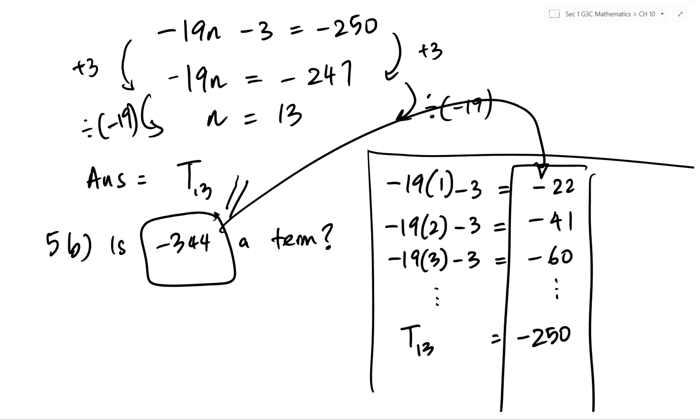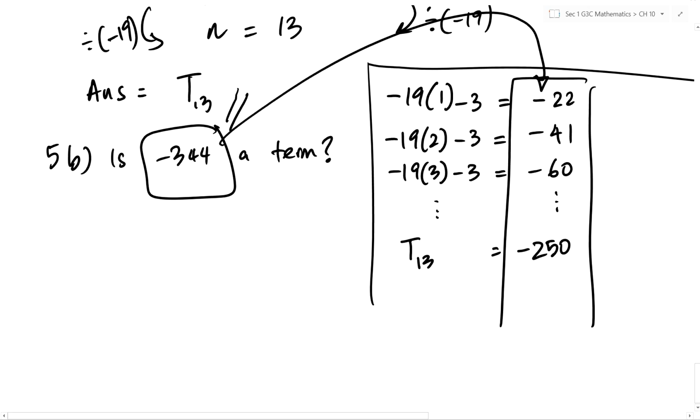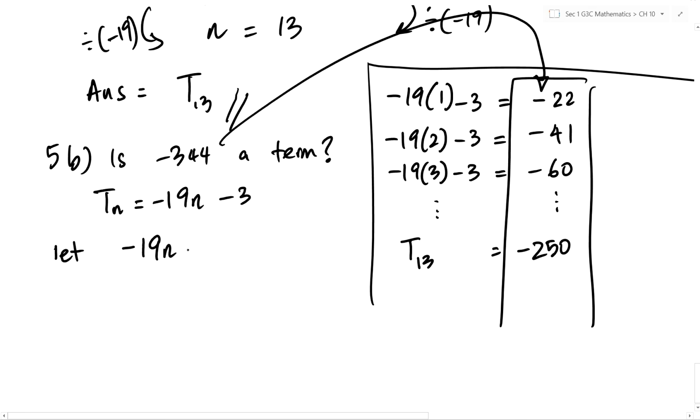Okay, so to answer this very common question, this is the approach. So please look carefully. Is it part of a term for the general term Tn equals negative 19n minus 3? To answer this, we will say, let negative 19n minus 3 equal negative 344. Let's pretend that it is a term. Okay, so far? This is the logic, this is how we're going to do it. We pretend it is part of the sequence.